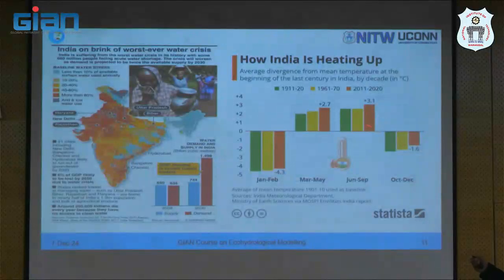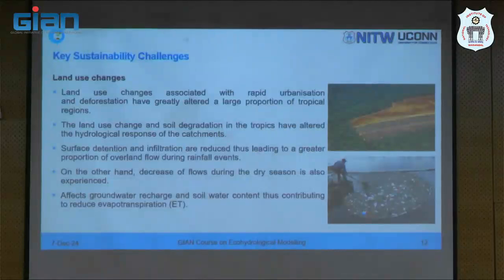See that with the warming climate. On land use challenges, of course, increasing population, and that is driving the urbanization, is putting a big pressure on land use and land management. And along with that, the soil degradation that is happening in tropics, that is altering the hydrologic response.